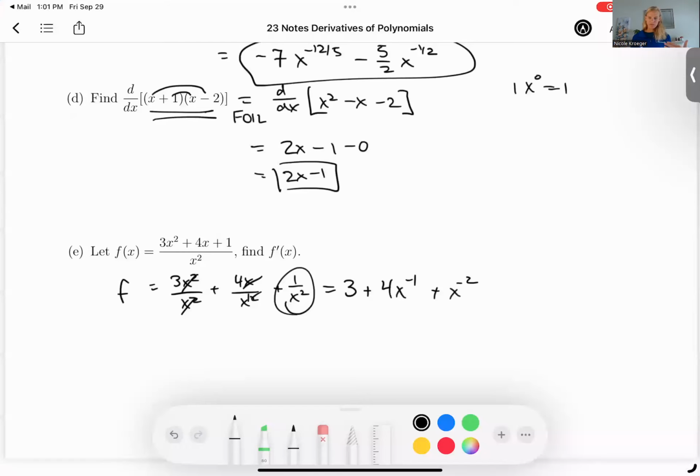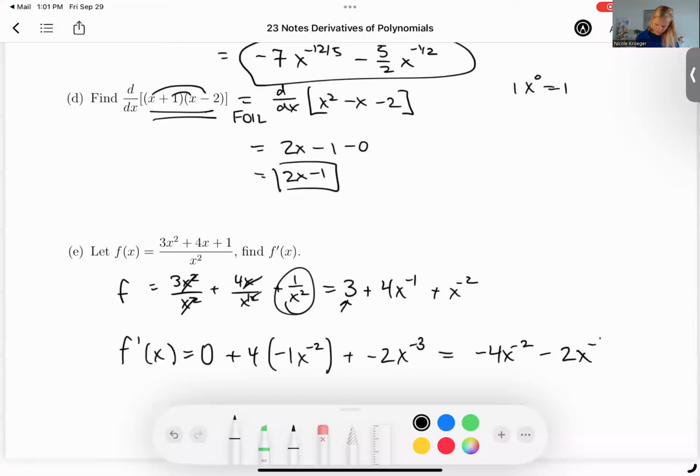So all I've done so far is rewrite this. Now I have to take the derivative. So the derivative of 3 is 0. Then I'm going to have plus 4 times, bring the 1 down, so negative 1x, subtract 1 to get negative 2. And then I bring the negative 2 down, and I subtract 1 to get negative 3. So this looks like negative 4x to the negative 2 minus 2x to the negative 3.